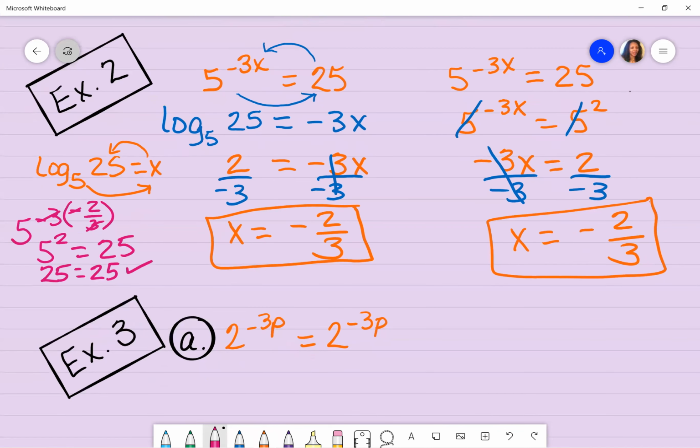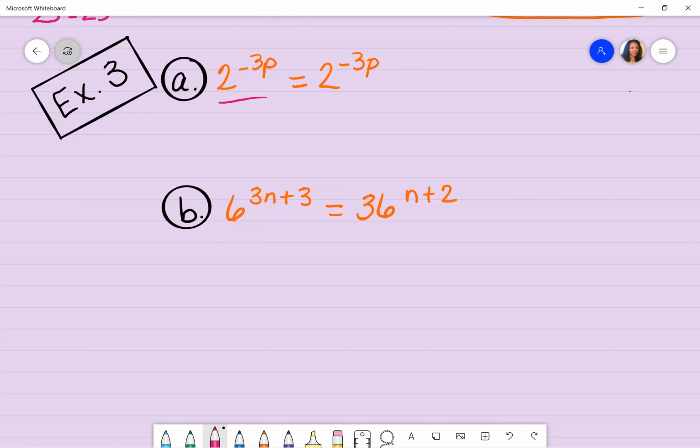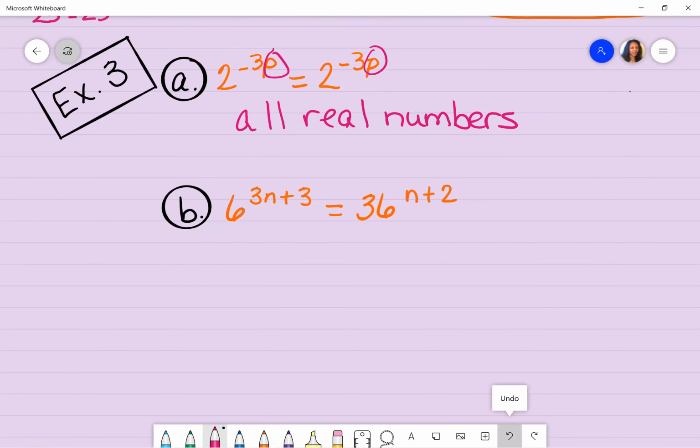This one, if they both look exactly the same, well, you really don't have to do anything because it's going to be all real numbers. That's your answer. All real numbers. Why is that? Because it doesn't matter what I put into the place of p, it's going to balance on both sides. If I put a 0 there, they're both going to end up being the same thing. If I put a 1, 2, 3, so on and so forth. So that type of problem is all real numbers.